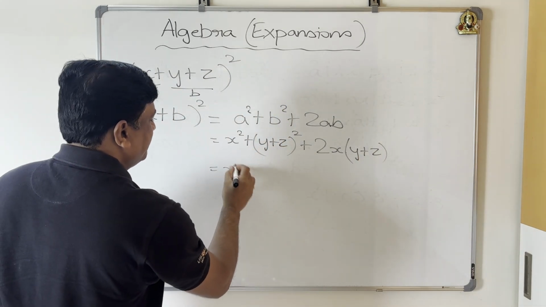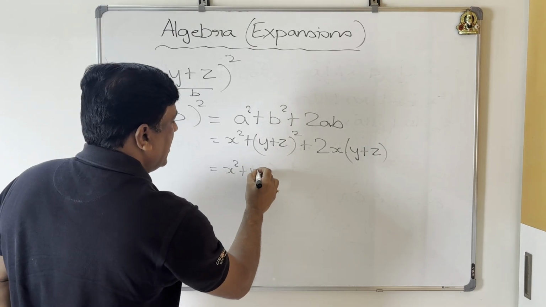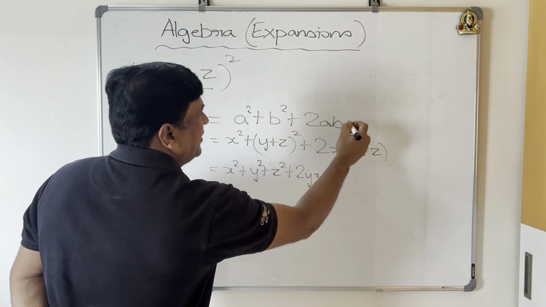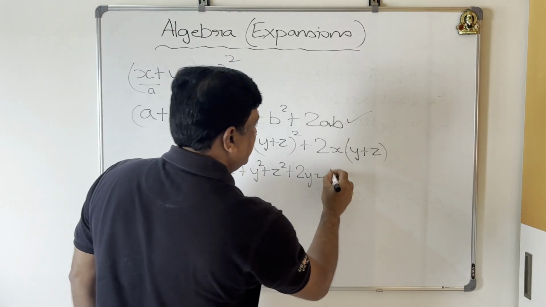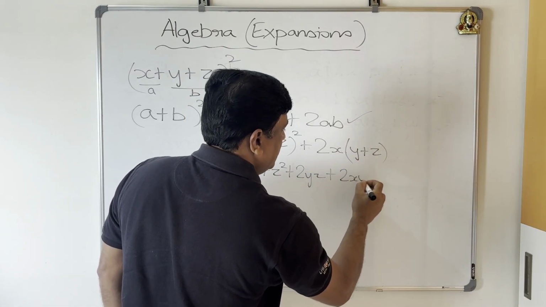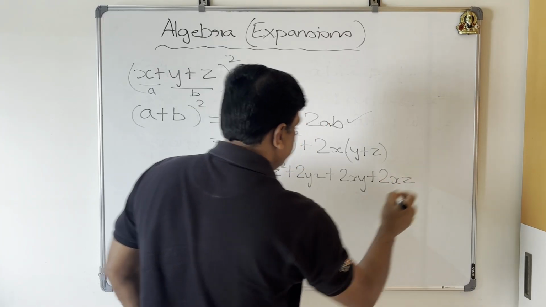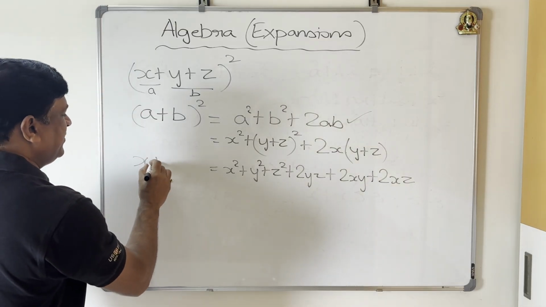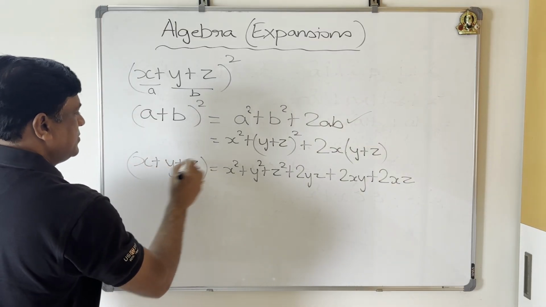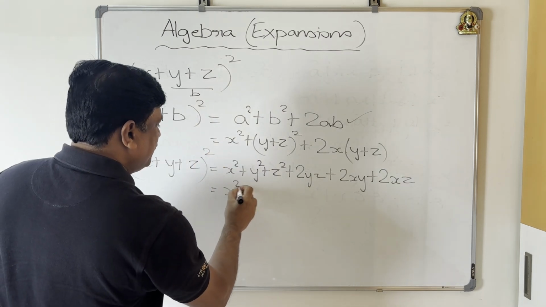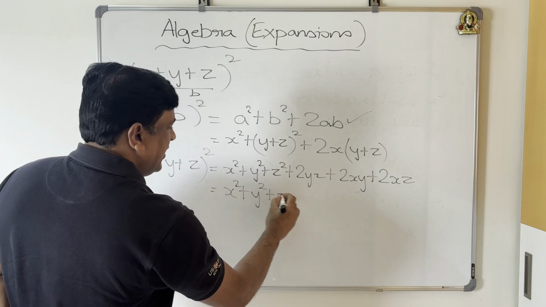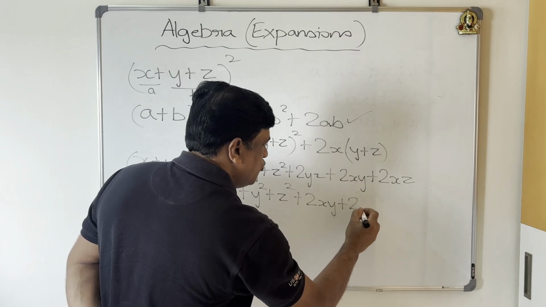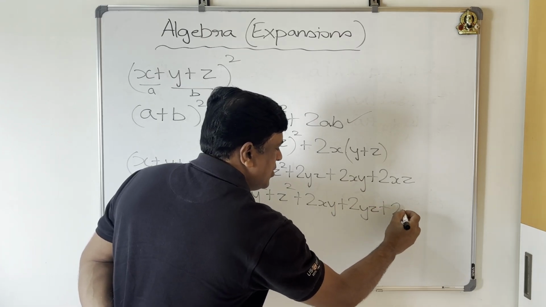Now again we know this is x square. (y plus z) whole square is what? y square plus z square plus 2yz based on this formula. Plus you get a 2xy over here and this becomes 2xz. So can we arrange it in a proper way so that we can remember what is (x plus y plus z) whole square? It is nothing but x square plus y square plus z square plus 2xy plus 2yz plus 2xz.